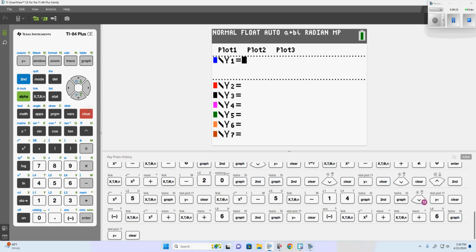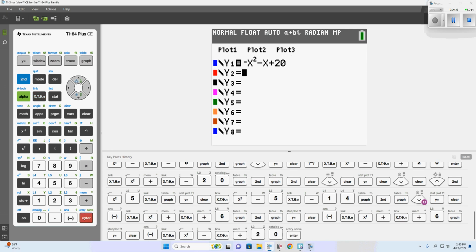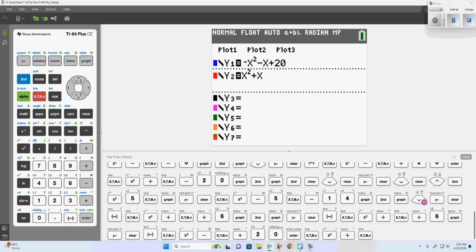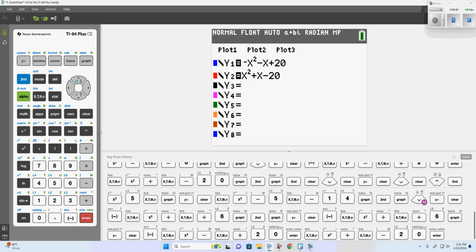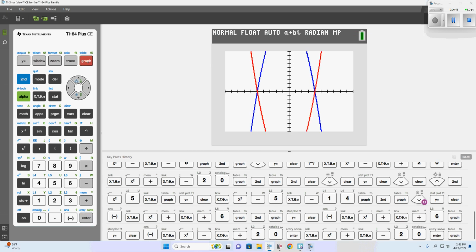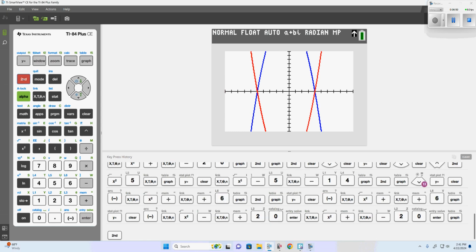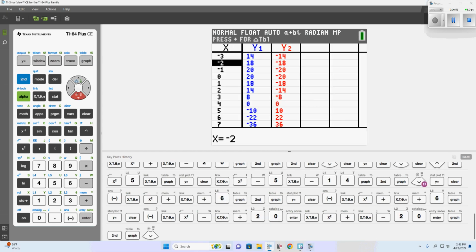Y equals negative x squared minus x plus 20. Now, if we'd gone it the other way and moved everything to the x squared side, we would have gotten x squared plus x minus 20. I'm going to graph it. Well, for the most part, everything about the graphs is completely different. Second graph, if we look at the table, what are our two solutions?